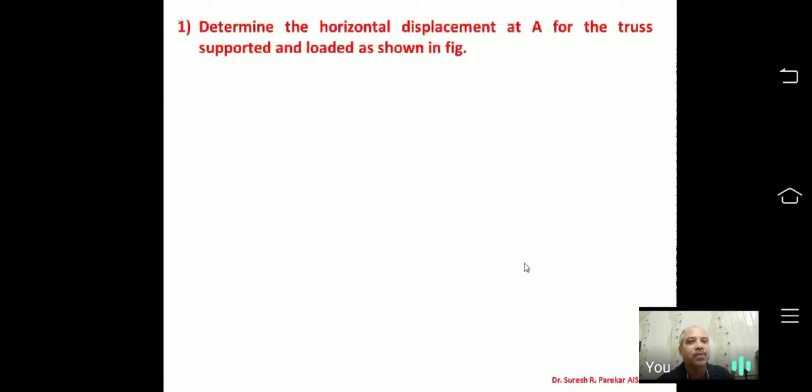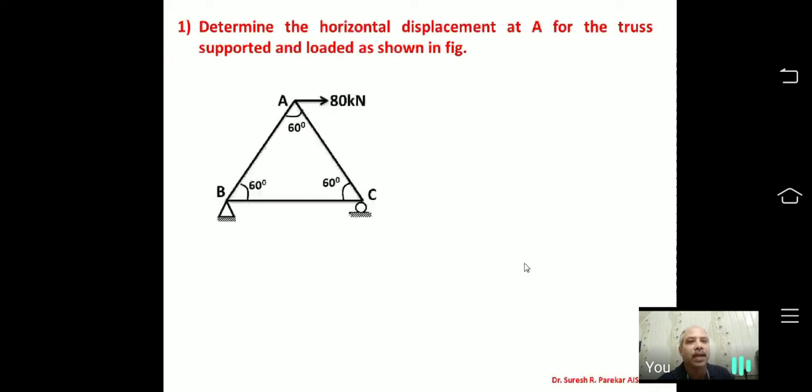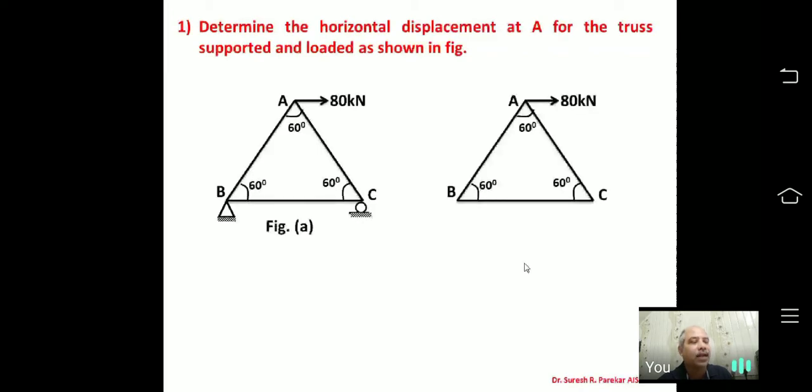Now we will go with the first problem, that is, determine the horizontal displacement at A for the truss supported and loaded as shown in the figure. Now we have this truss ABC and a load is acting at A of 80 kilonewton. If we draw the free body diagram for this, then we are going to get two reactions at the simple support and one reaction at the roller support. But we will avoid the reactions, because reactions are not required to determine the displacement. Only if we do not get any joint with two unknowns do we have to go for the reactions.